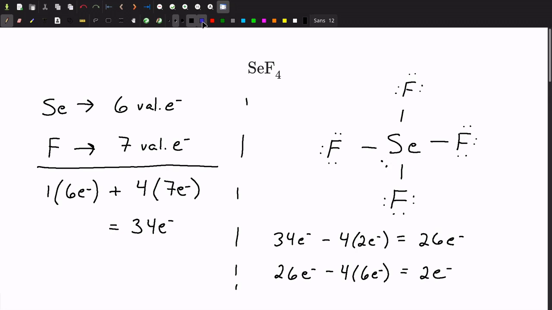We can fill in our bond dipoles. Fluorine's the most electronegative atom. All bond dipoles always point towards fluorine.